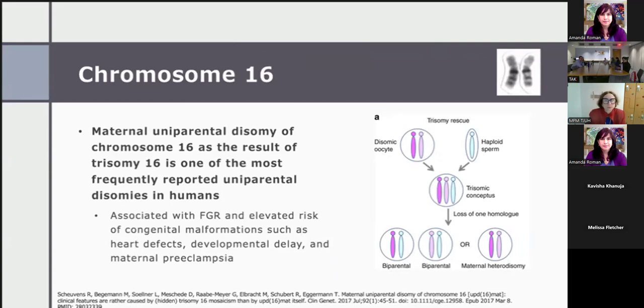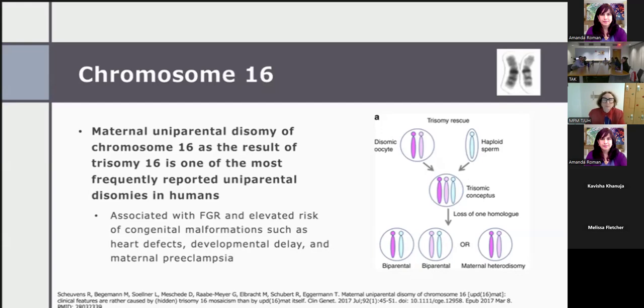While full trisomy 16 is lethal, mosaic trisomy 16 is the result of a post-zygotic loss of additional chromosome 16, and that one is actually viable. And 1/3 of these trisomic rescue cases actually lead to uniparental disomy, which is seen in this image. So you again have this trisomic rescue, and then you have a trisomy conceptus. Then the rescue leads to having biparental, and then we see a heterodisomy right here as a result. So again, in 1/3 of cases, the trisomy rescue does lead to uniparental disomy.